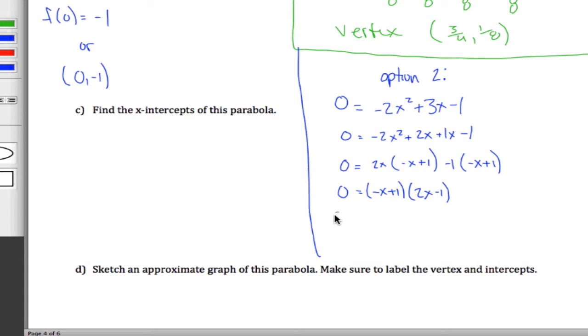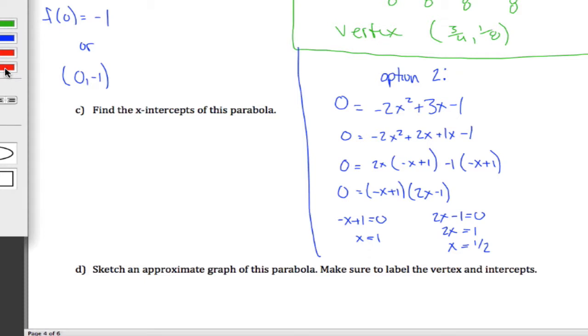So what this is telling you is that either negative x plus 1 equals 0 or 2x minus 1 equals 0. Either x is equal to 1 or 2x is equal to 1, in which case x equals 1/2. So I have x-intercepts at this point and this point.